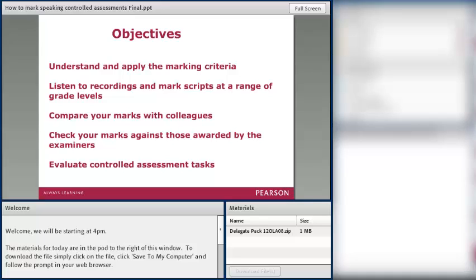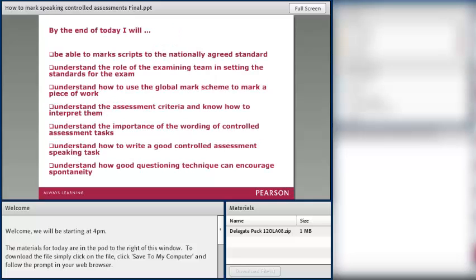And then at the end, we're going to have a small activity looking at a controlled assessment task and evaluating that. So those are our objectives for today. There's a lot of points here, but to sum up, by the end of today's session you should be able to understand the criteria and apply them to the nationally agreed standard, understand how we interpret and apply the assessment criteria, and look also at how to begin setting a task that is a good one.